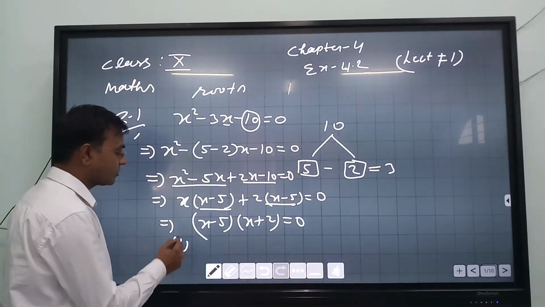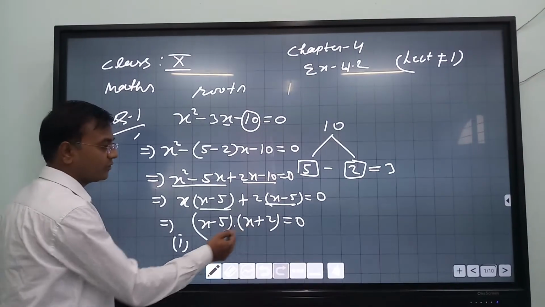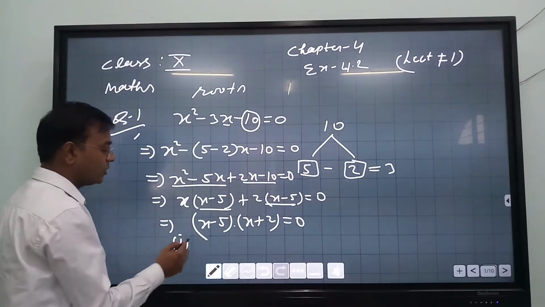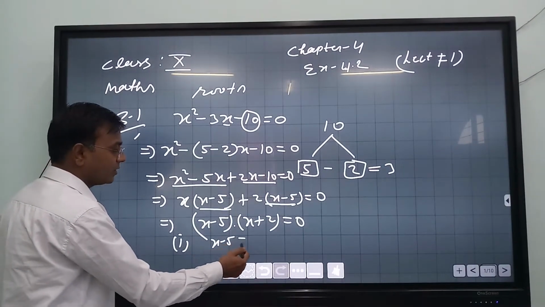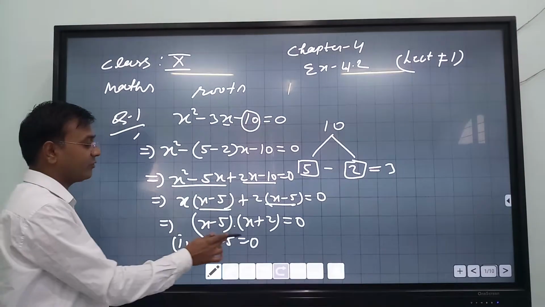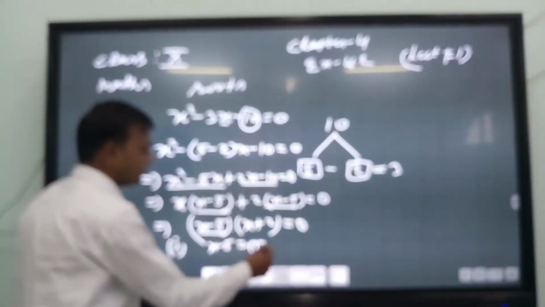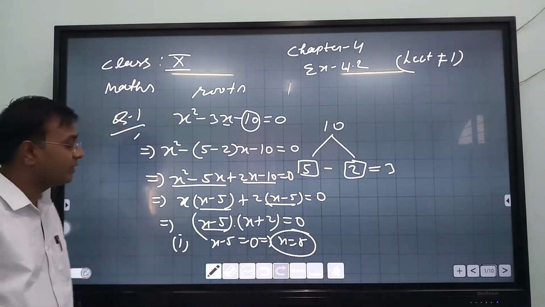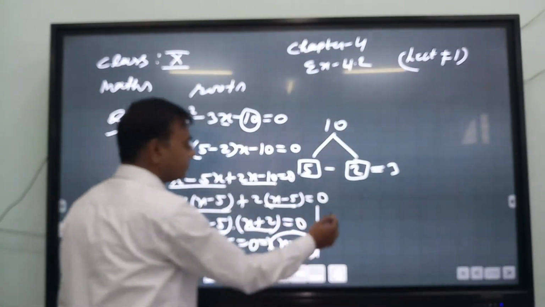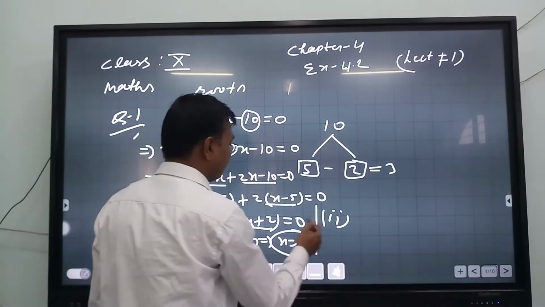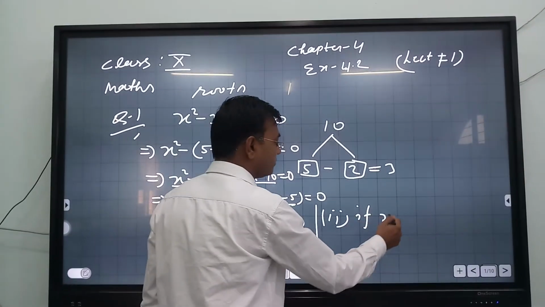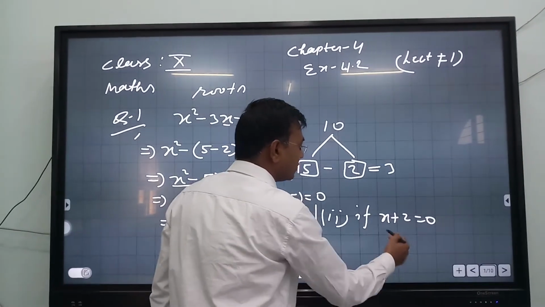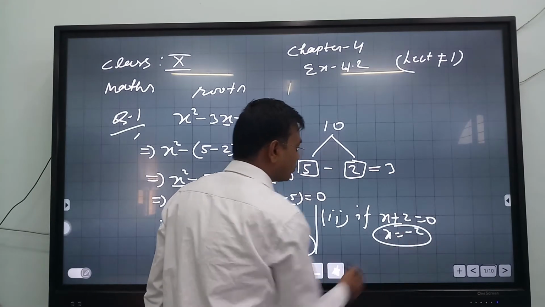Now, since the product of these two expressions is equal to 0, first, x minus 5 equals 0, that is this term equals 0, gives x equal to 5, and similarly the second value, if x plus 2 equals 0, then the value of x equals minus 2.